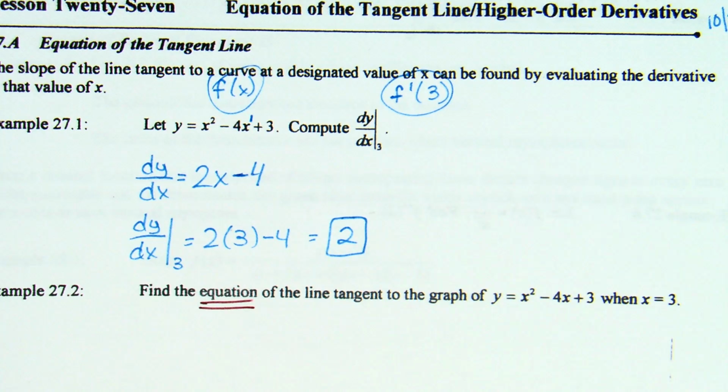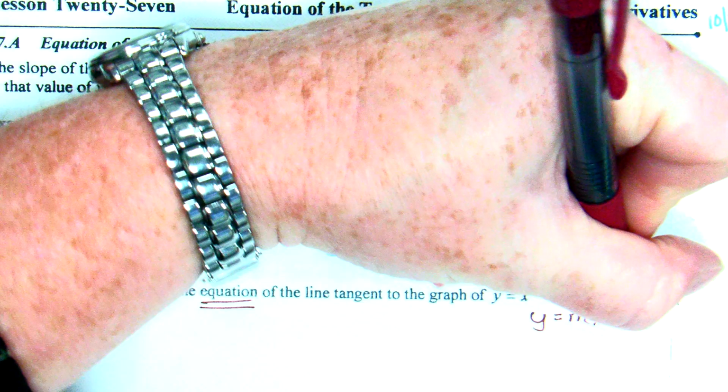The slope and the y-intercept, or some kind of point on the line, right? You have to know a point and a slope. What's our favorite equation of a line? y equals mx plus b. So that's going to be my final goal, to get an equation in the form y equals mx plus b.